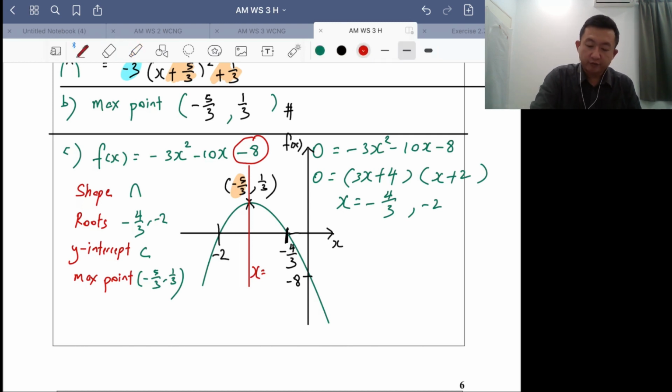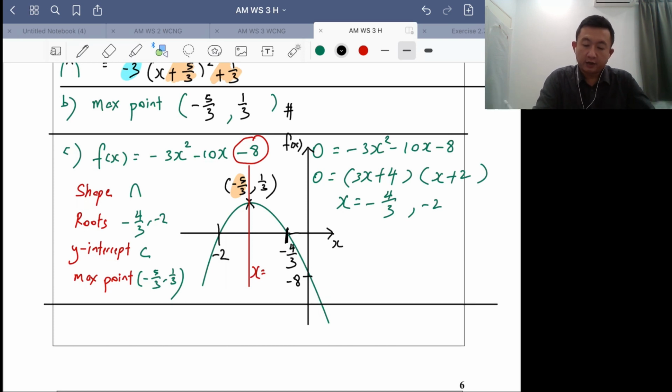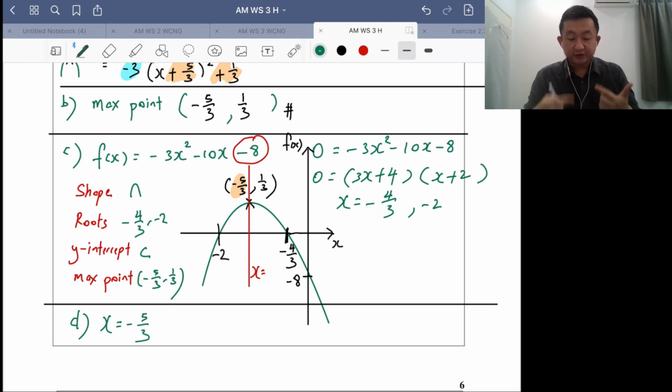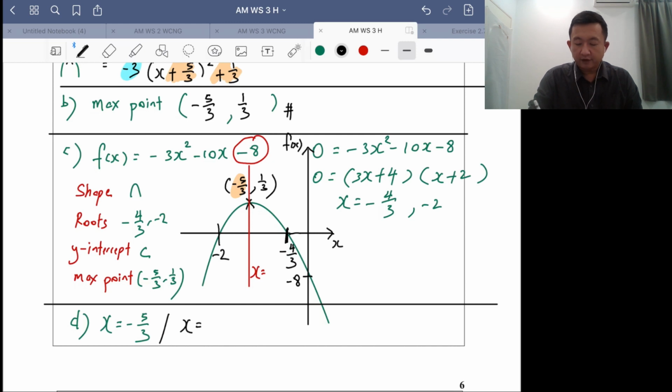So no working required for the equation of axis of symmetry. Since you know the maximum point, the x value of the maximum point, you just have to state x equals -5/3. This is the equation of axis of symmetry. If you don't want, of course, you can still use the formula, -b/2a. Eventually, you get the same answer.